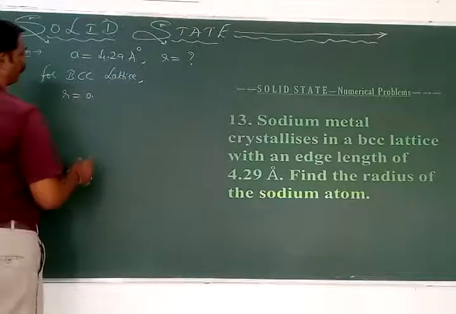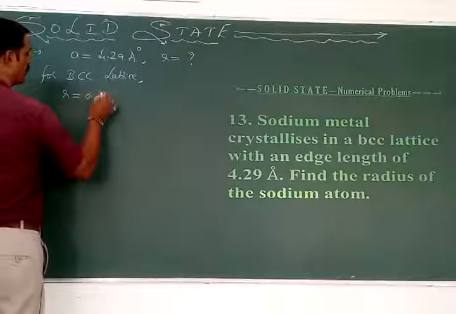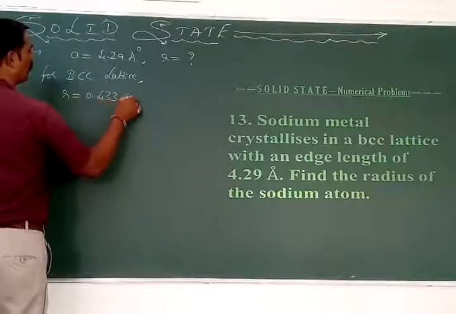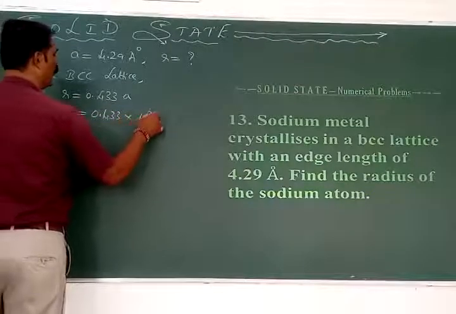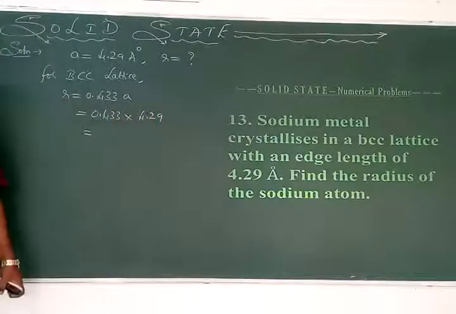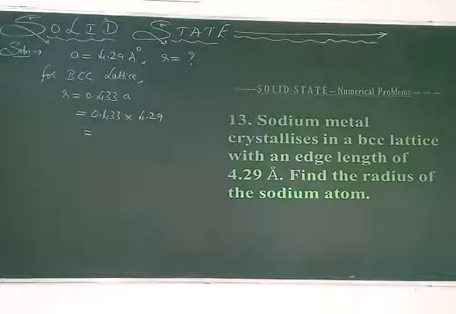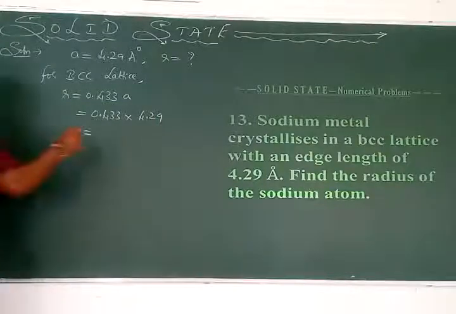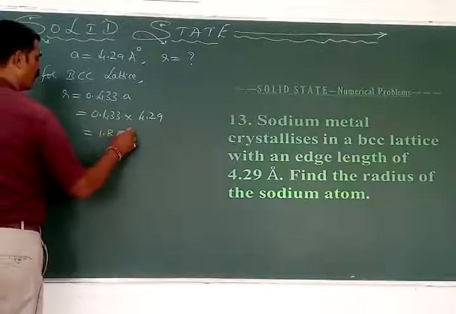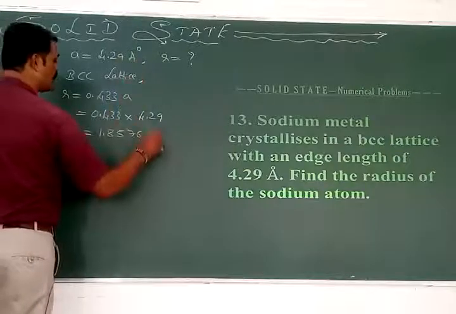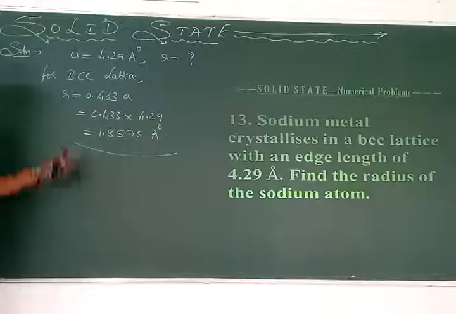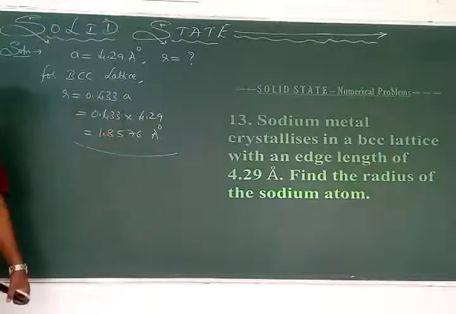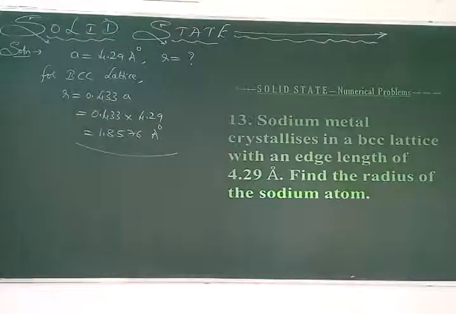For BCC, it is 0.433 into a. That is equal to 0.433 into, what is a here, 4.29. If I simplify that, I will get the final answer directly in the form of 1.8576. As it is in Angstrom, this is also in Angstrom. As it is a BCC, R is equal to 0.433 into a. Okay. Let's have the 14th here.